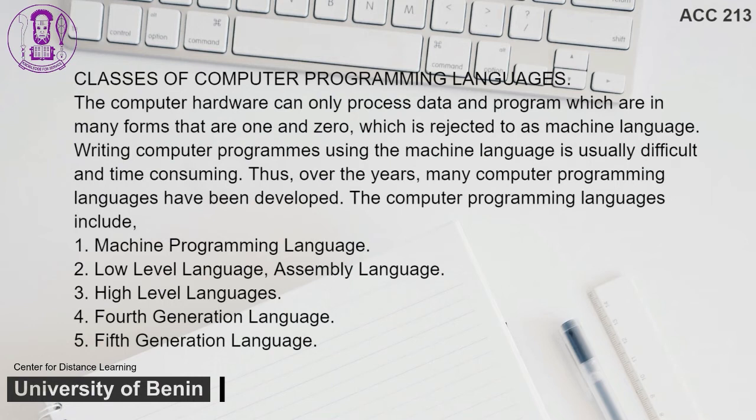The computer programming languages include: 1. Machine programming language. 2. Low-level language, assembly language. 3. High-level languages. 4. Fourth-generation language. 5. Fifth-generation language.